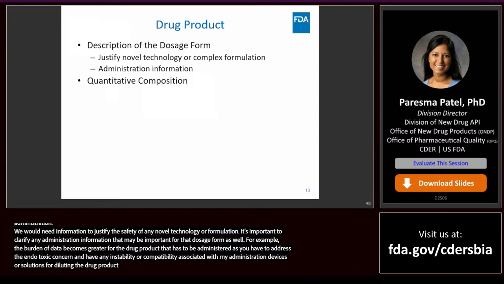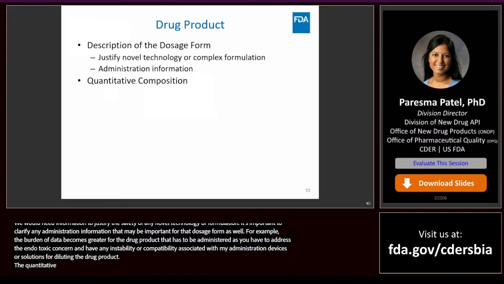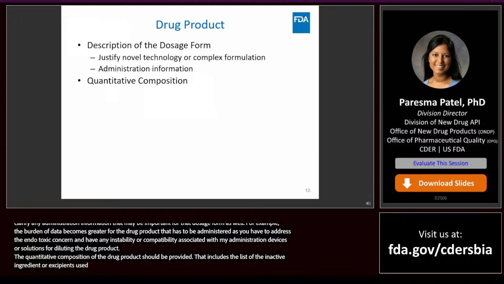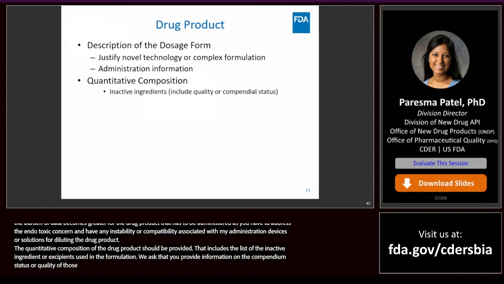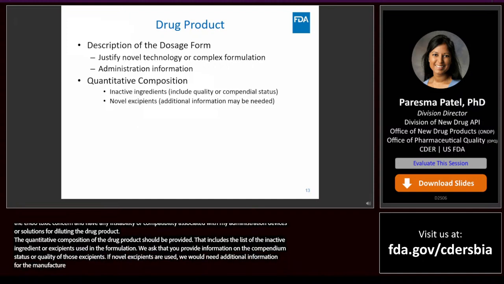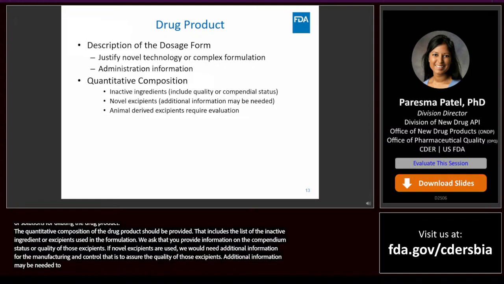The quantitative composition of the drug product should be provided. That includes a list of the inactive ingredients or excipients used in the formulation. We ask that you provide information on the compendial status or quality of those excipients. If novel excipients are used, we would need additional information for the manufacturing and controls to assure the quality of those excipients. Additional information may be needed to assure the safety of any animal-derived excipients as well.